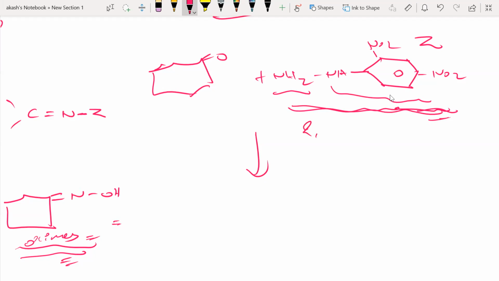Dinitrophenyl hydrazine. Okay, it's called 2,4-dinitrophenyl hydrazine. Yes. Okay, fine. That's okay. Now tell me the product. Once you're done with the product formation, you know how to do the product formation now, right? The same thing we did last time, except the Z is changing here, right?